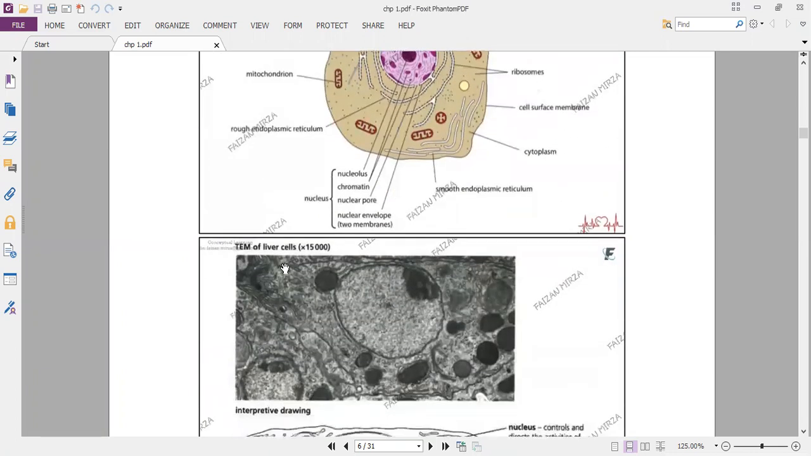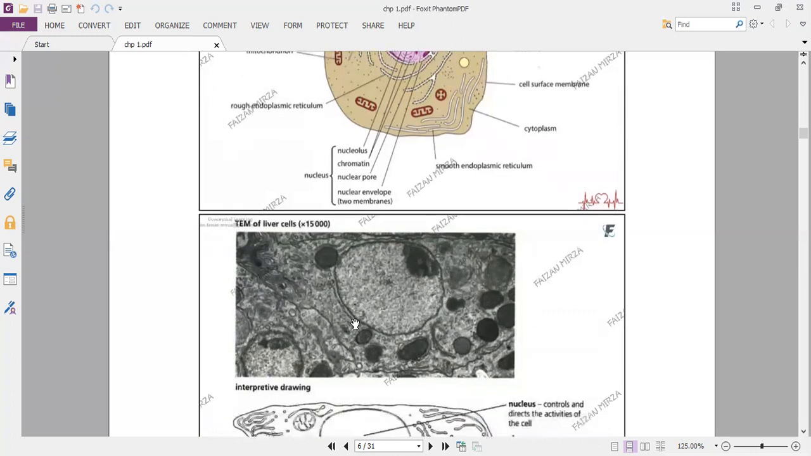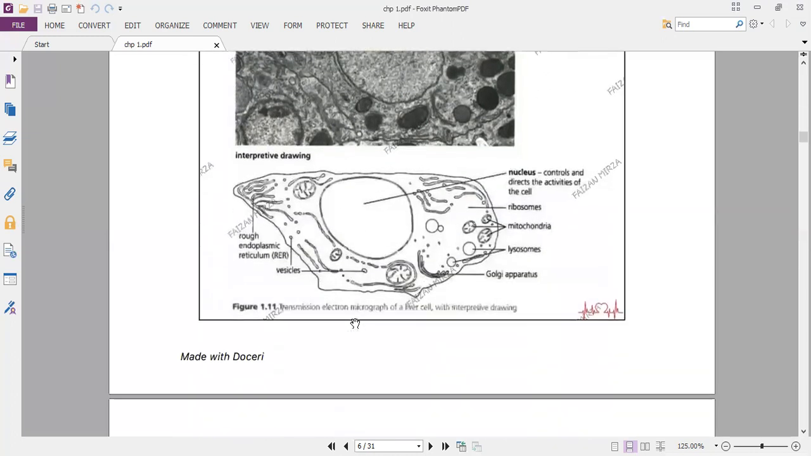This image here actually is a TEM. TEM refers to transmission electron microscope, in which the electron beam transmits through the specimen and produces a grayscale image of the inside of these structures. The other is the scanning electron microscope, which is used for surface studies of a particular structure. So this is a TEM. You can see this is a grayscale diagram, and this is an interpretive drawing of the same.